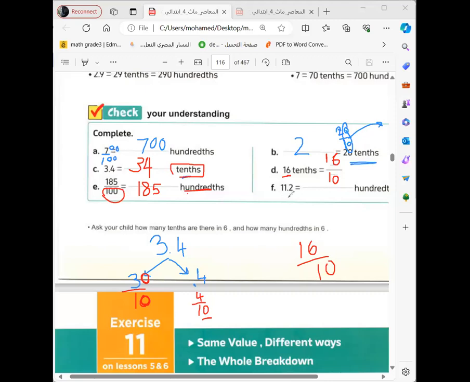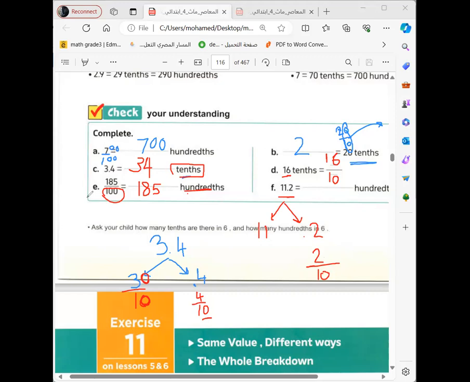Okay, 11.2. How do I answer this? Good job. I'm going to break the number into two parts. The first part is 11. The second part is 0.2. Good job. 0.2 means 2/10. We have a problem here.